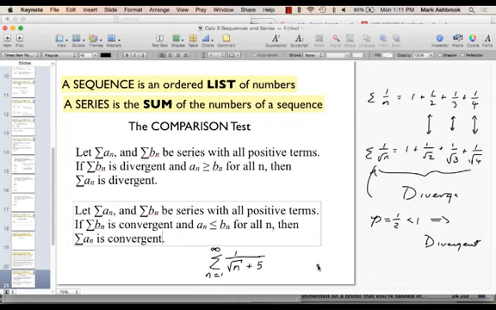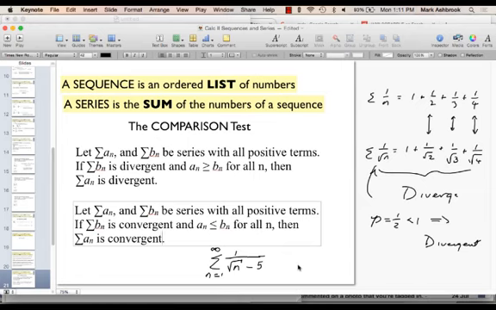Here's an example of using the comparison test. So is this a p-series? No, but it's really close, right? It certainly has the property of it, but p-series don't have a -5 in the denominator. They're just 1 over n to the p. Okay? But we can use p-series and comparison to figure this out.